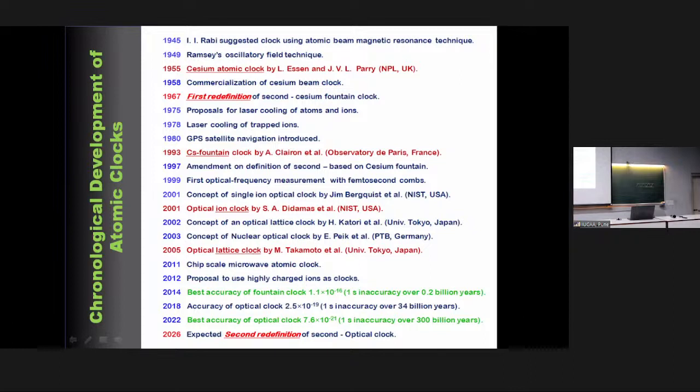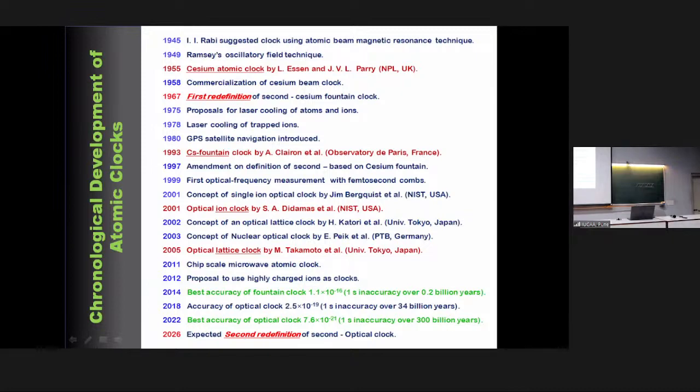And then using that, in 1993, the atoms were laser cooled and fountain clocks were developed. Okay. And the first optical clock was demonstrated in 2001. So it's like, let's say, 20 years back. And since then, the optical clock has improved, and today it has reached 10 to the power minus 20 order fractional accuracy.